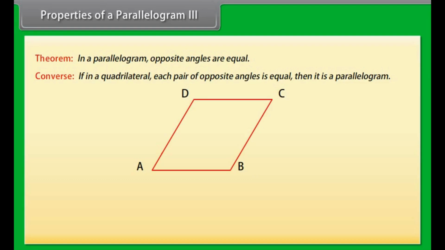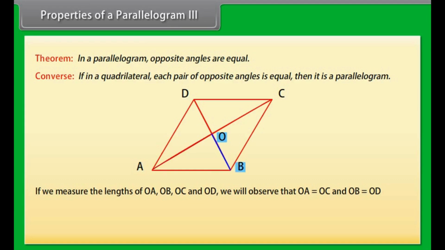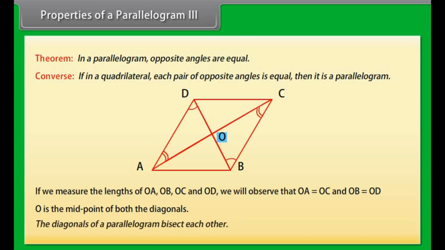Draw a parallelogram ABCD and draw both its diagonals intersecting at the point O. If we measure the lengths of OA, OB, OC and OD, we will observe that OA is equal to OC and OB is equal to OD. Or we can say that O is the midpoint of both the diagonals. If we repeat this activity with more parallelograms, we will find that O is the midpoint of both the diagonals. This gives us a new theorem which says the diagonals of a parallelogram bisect each other. Properties of a parallelogram 4.